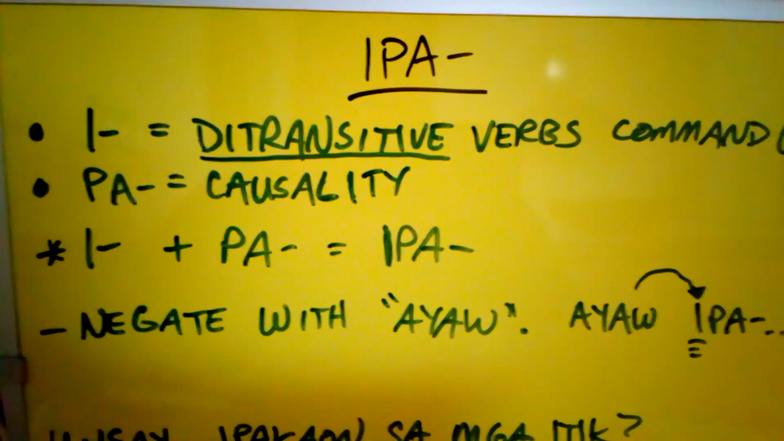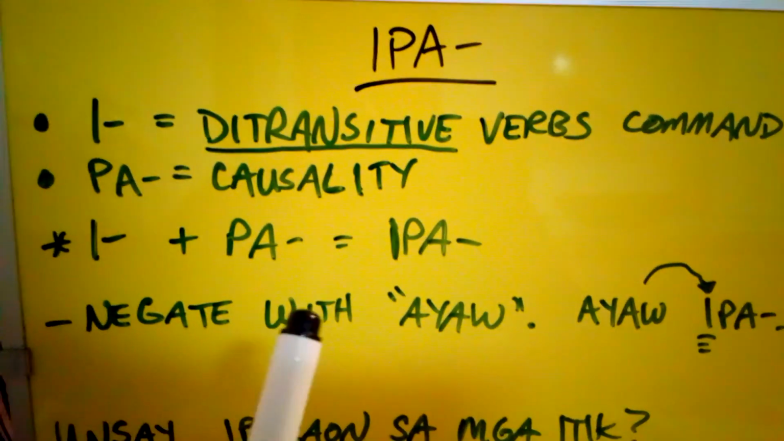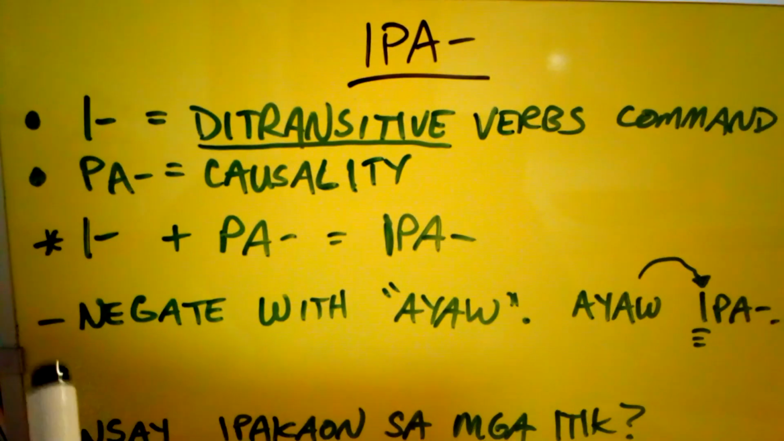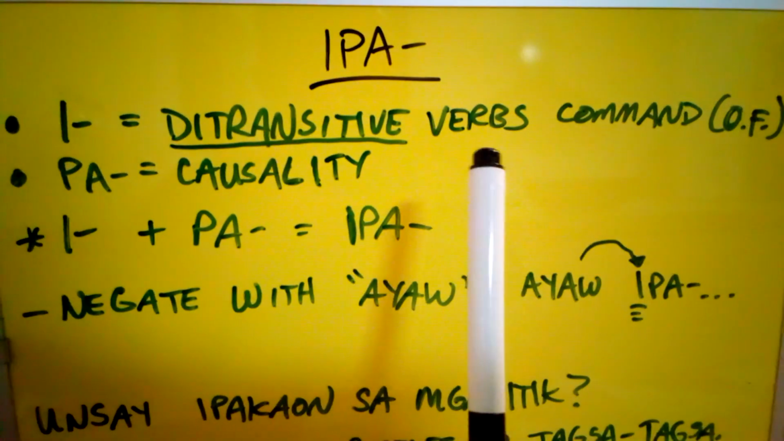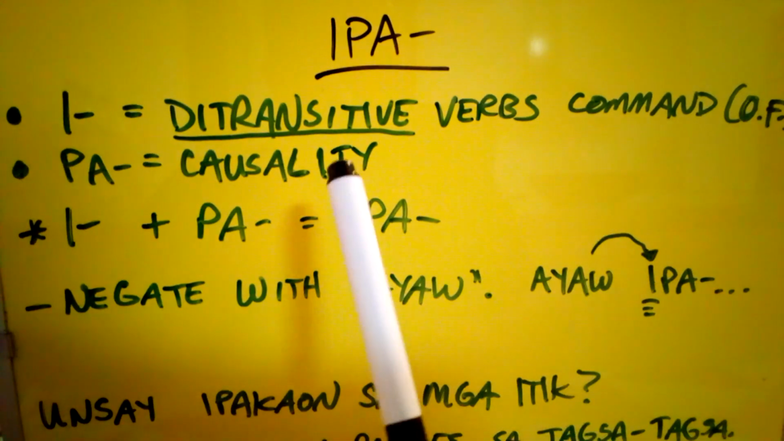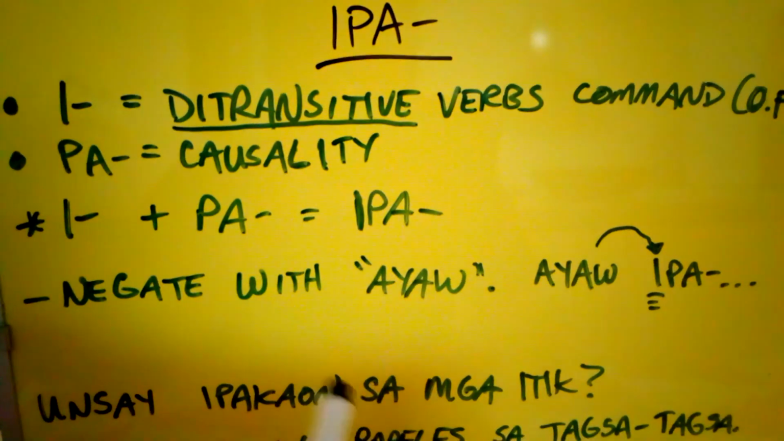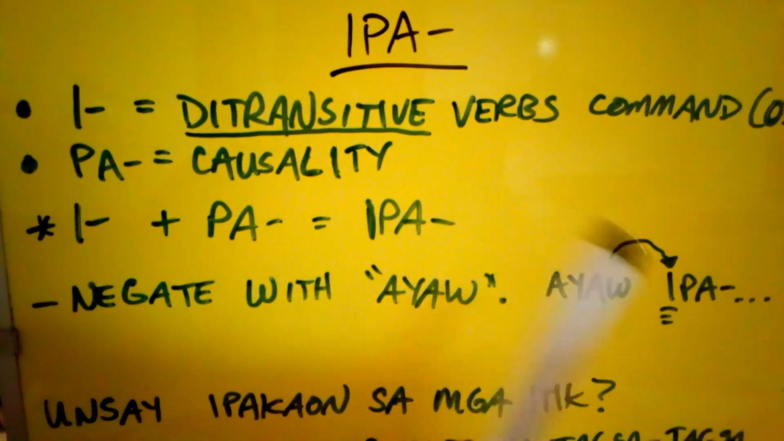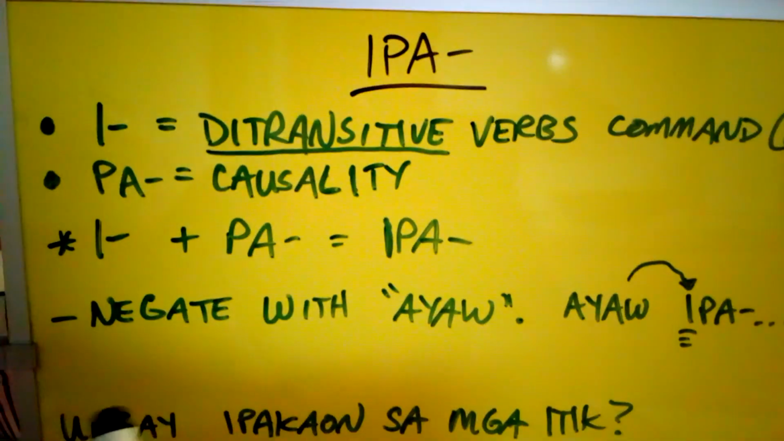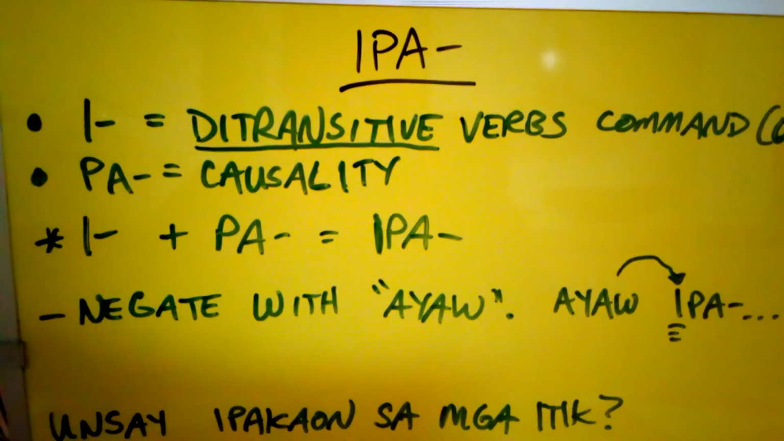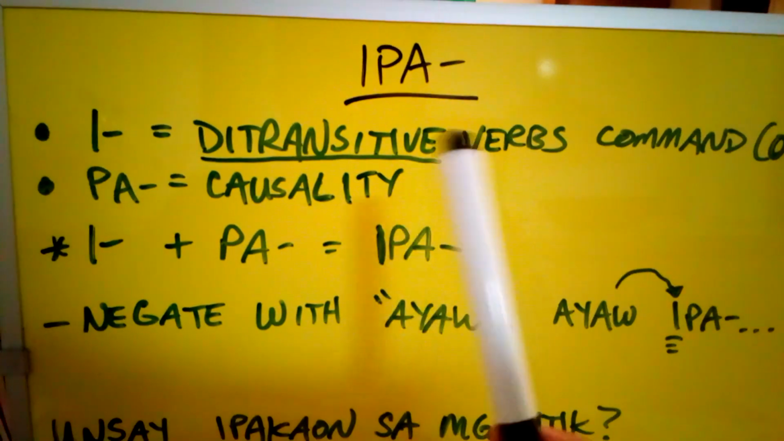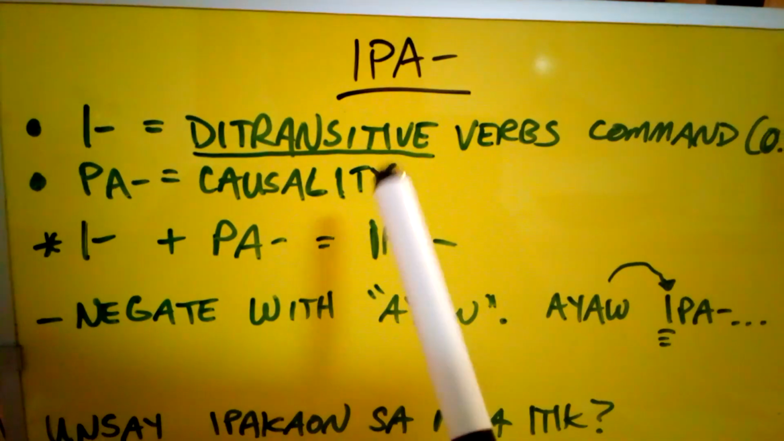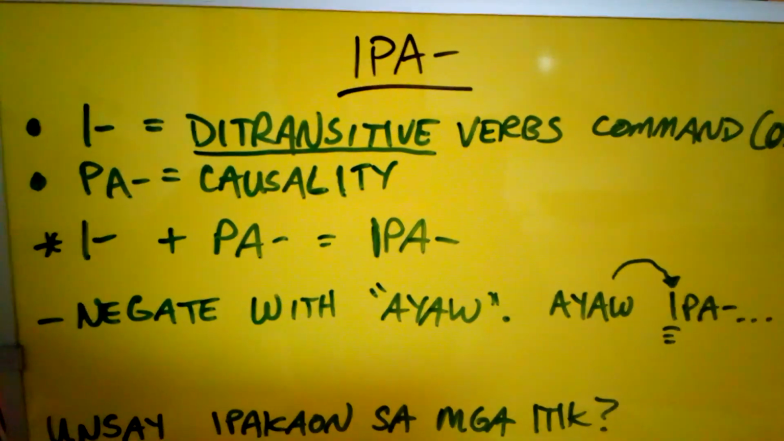Pa, as you know, with this intermediate series, you've seen the video Pa with causality, right? So if we get a command form or imperative form of ditransitive verbs with causality, we get Eepa, which is a command form of ditransitive causalities. So just combine the two definitions and you get this wonderful affix called Eepa.